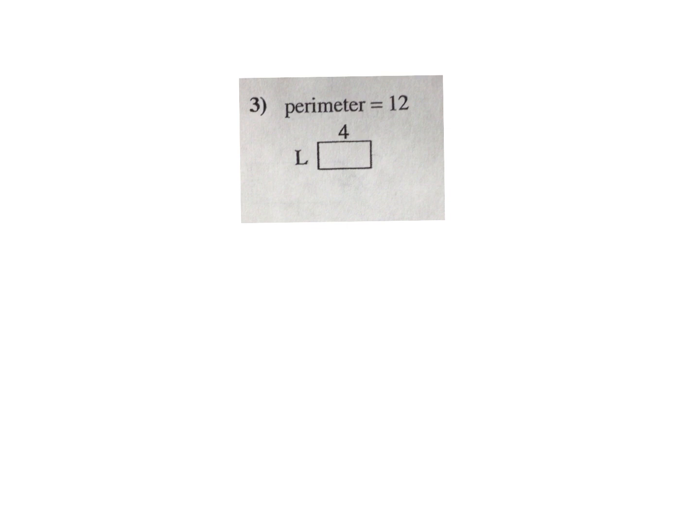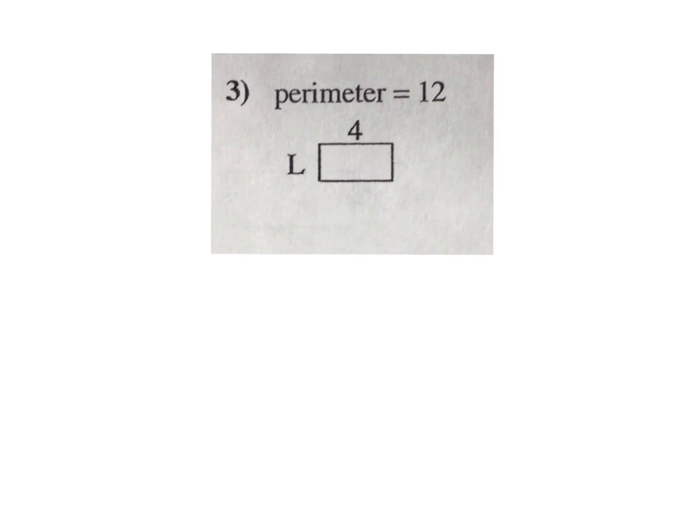One last example before you try some of those problems on your own. The total perimeter is 12. We know this side is 4. We've got to figure out this missing side. Well, if this side is 4, this side is 4. And I know my total perimeter so far is 8 that I've used up on these 2 sides.